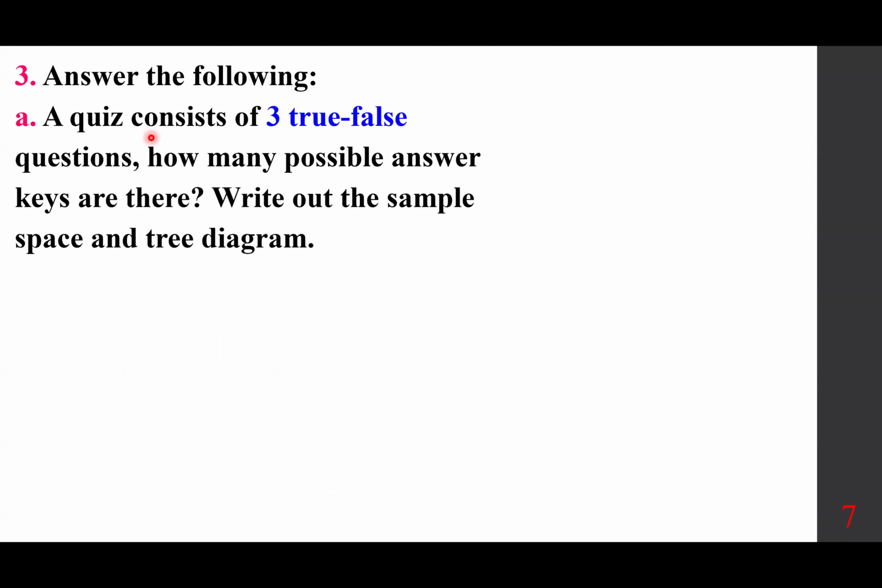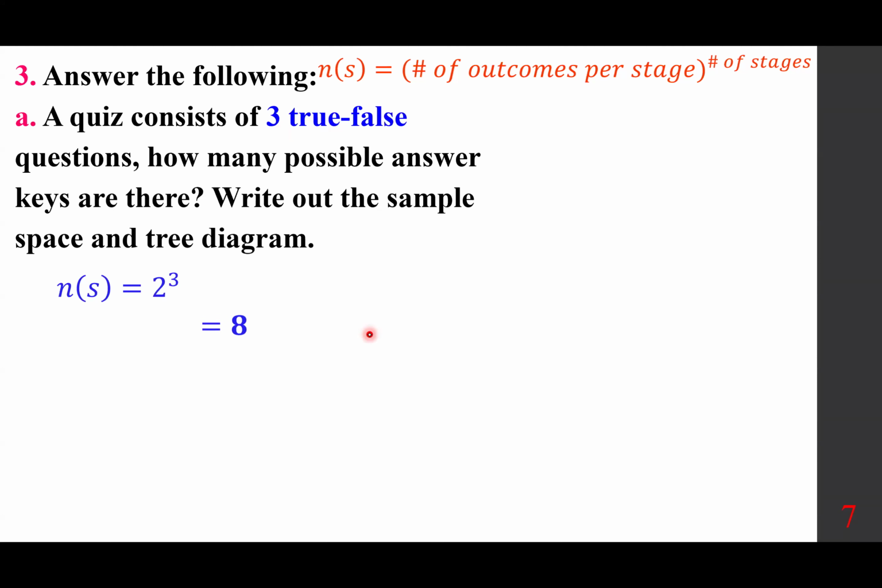I'm going to answer the following. A quiz consists of 3 true-false questions. How many possible answer keys are there? Write out the sample space and tree diagram. So the formula is N of S equals the number of outcomes per stage, to the power of the number of stages. I hope you see we have 3 questions. Those are different stages, and each one has 2 choices, true or false. So the number of outcomes per stage is 2. There are 3 questions, or 3 stages, so 2 cubed, which means 8.